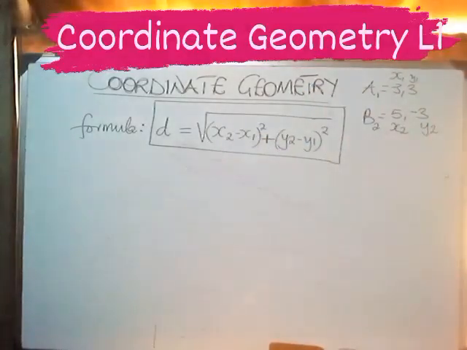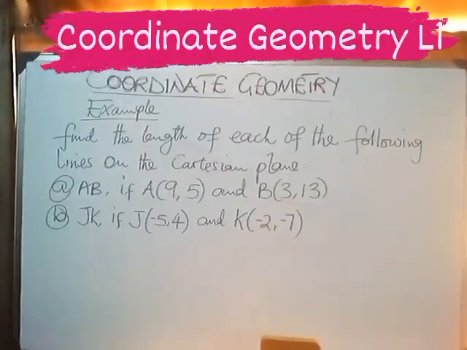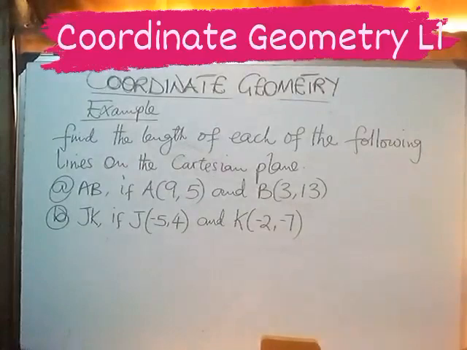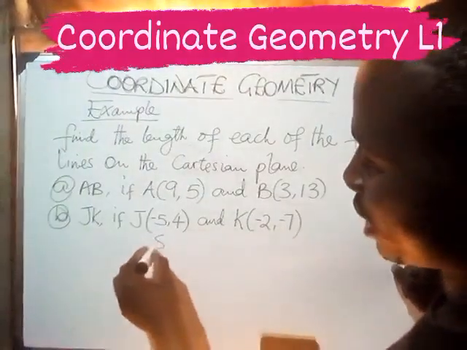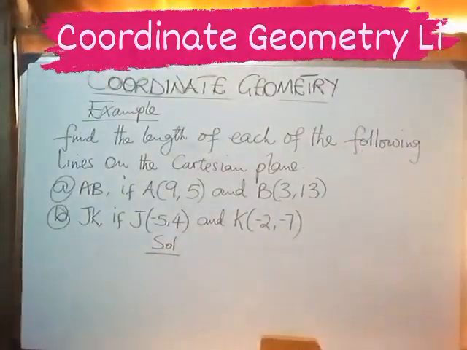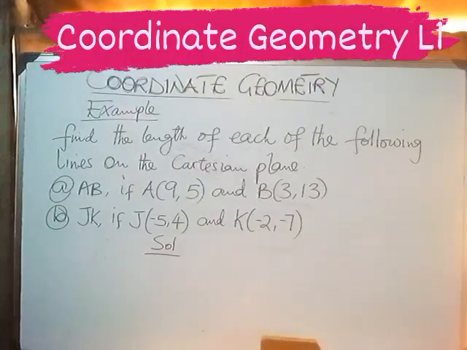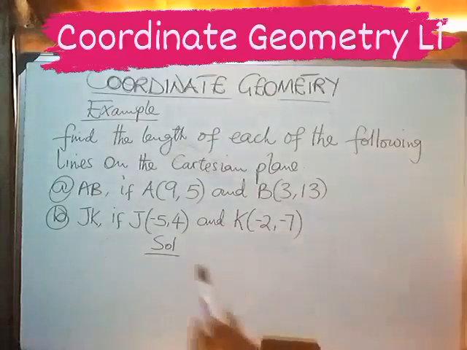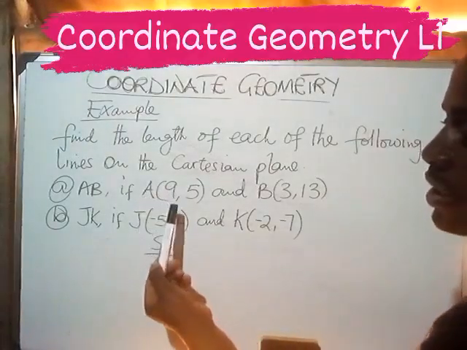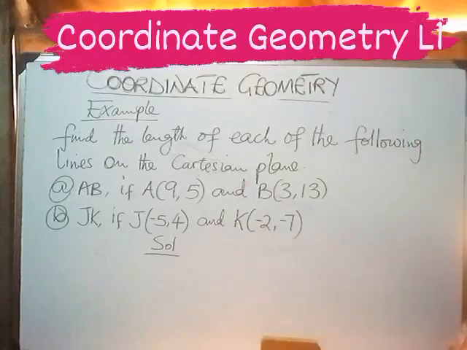Let us try one example and see how best this can be answered. We have these 2 questions. The questions are: find the length of each of the following lines on the Cartesian plane. So the first line is line AB, which has got the coordinates A is 9,5 and coordinate B is 3,13. Now the question is, we find the length.